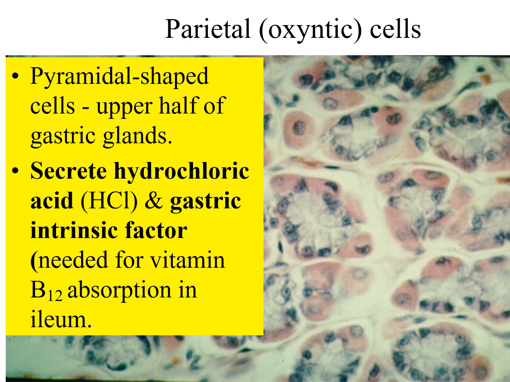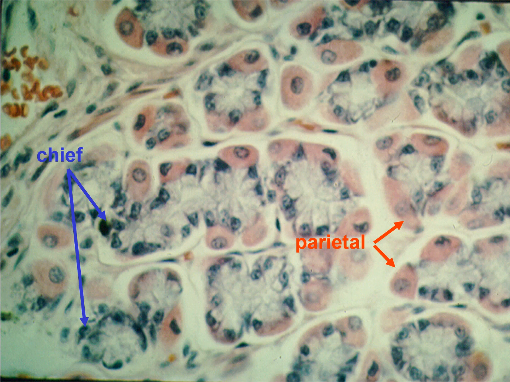As I said, the parietal cells, pyramidal in shape, are responsible for production of the hydrochloric acid and also produce intrinsic factor that is needed for vitamin B12 absorption in the ileum. So again, this is the parietal cells, whereas the cells that we can see here, all of these cells are the chief cells.